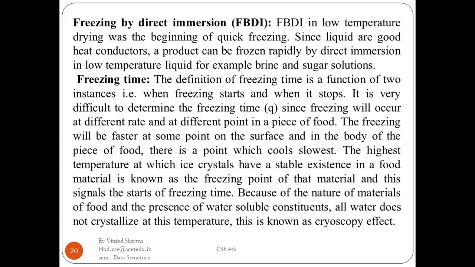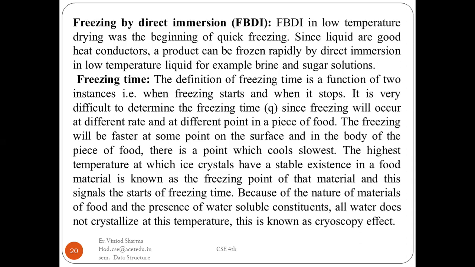Next is freezing by direct immersion. Freezing by direct immersion was the beginning of quick freezing. In the direct immersion method, there is quick freezing of food products. Since liquids are good heat conductors, a product can be frozen rapidly by direct immersion in a low temperature liquid, for example, brine or sugar solution. So in the direct immersion method, we use sugar solution at very low temperature.